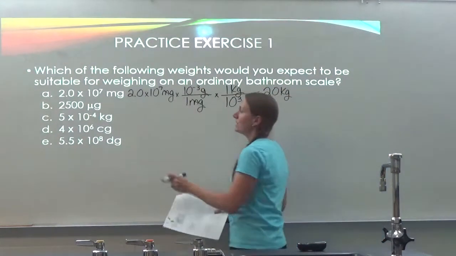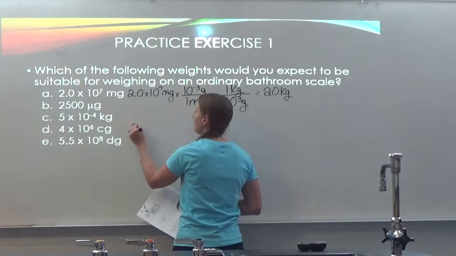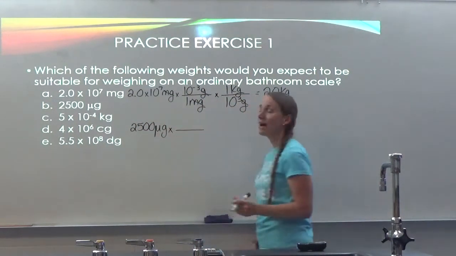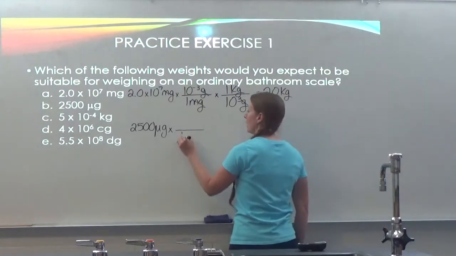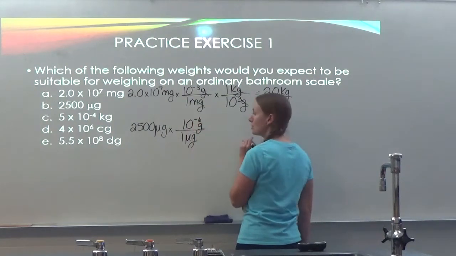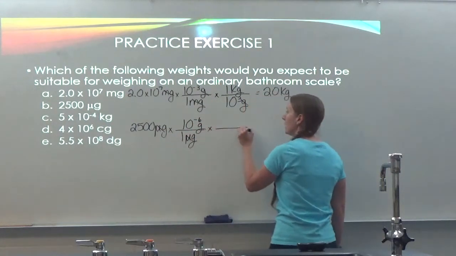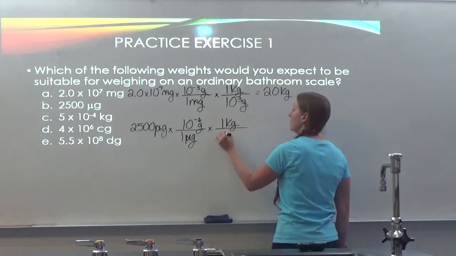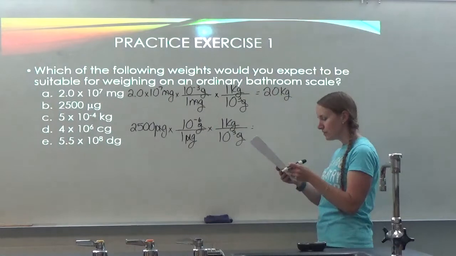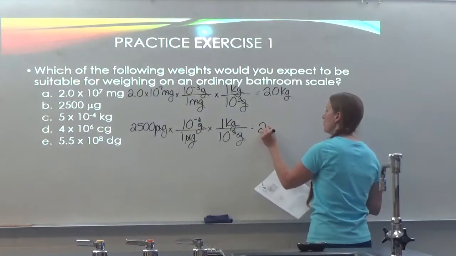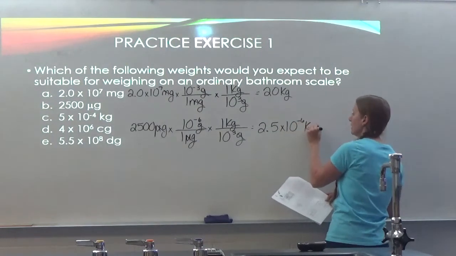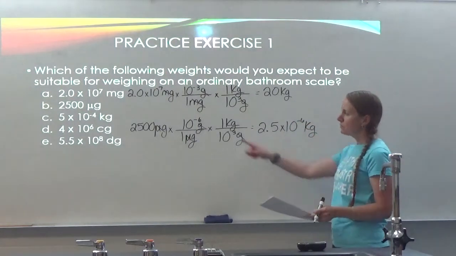All right, so let's look at part B. They gave me 2,500 micrograms, so I need to change that to kilograms. I can say 1 microgram is 10 to the negative 6 grams, and 1 kilogram is 10 to the 3 grams. When I multiply and divide, I got 2.5 times 10 to the negative 6 kilograms. That was for part B.